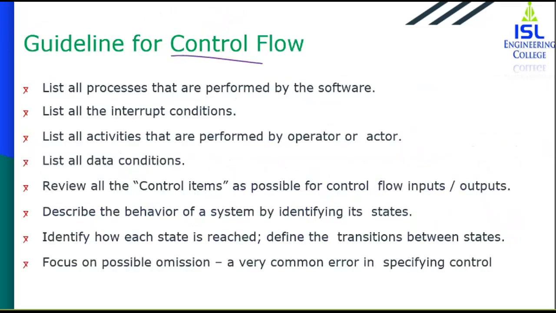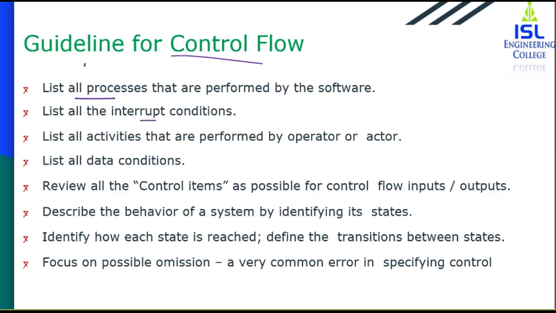Now the guidelines are, first, when you need to identify how control is flowing, you need to have an entire overview of what the system is and what are the tasks that it is performing. So for that, first you need to list all processes that are performed by the software. Now all processes means all the different tasks, all the bubbles that are performed by the software. You need to have a list of all of them, or within the use case, you can say all the use cases.